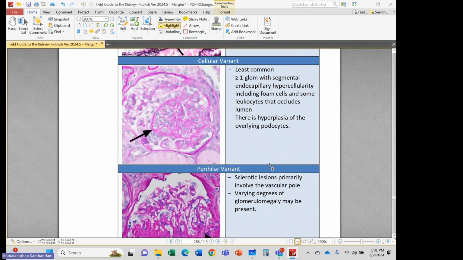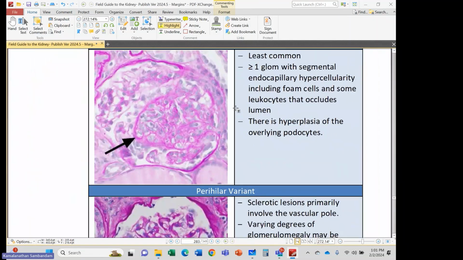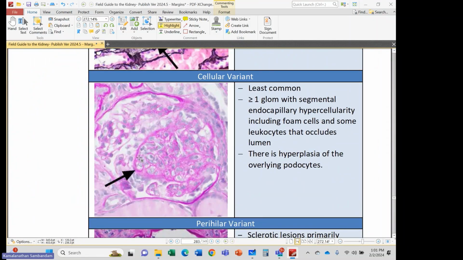The cellular variant of FSGS is the most rare form of FSGS. This is bizarre. You would say this is endocapillary hypocellularity, or you might call it mesangial, but this really, to me, looks like endocapillary hypercellularity. Okay. And you will then say, well, this is lupus, right? Or this is infection-associated GN. Well, how do I say that this is not these?